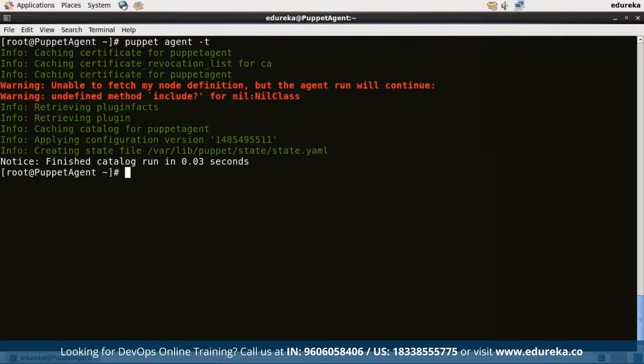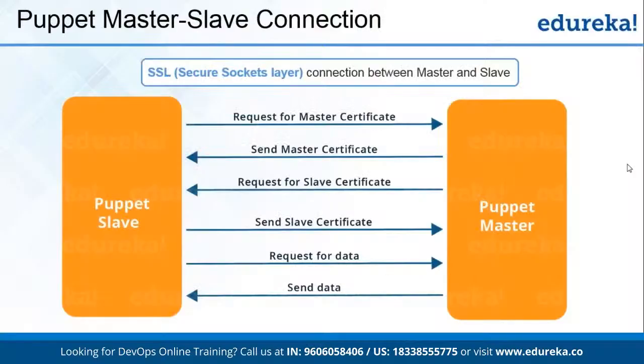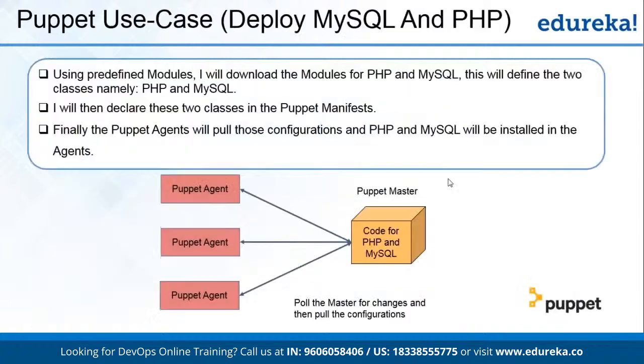Alright, so we have successfully established a secure connection between Puppet master and Puppet agent. Alright, so I'll move forward and we'll see what use case I have for you today. In today's session, we are going to deploy MySQL and PHP using Puppet. For that, I'll first download the predefined modules for MySQL and PHP that are there in the Puppet Forge. Those modules will actually define the two classes, that is PHP and MySQL.